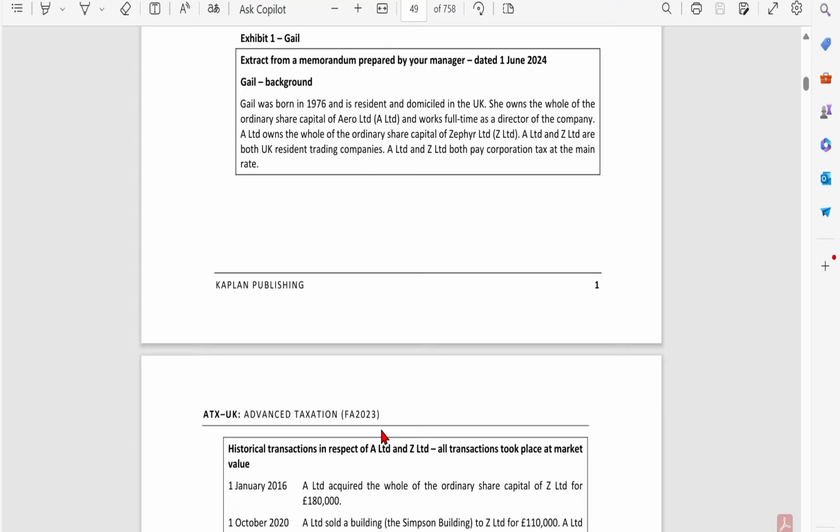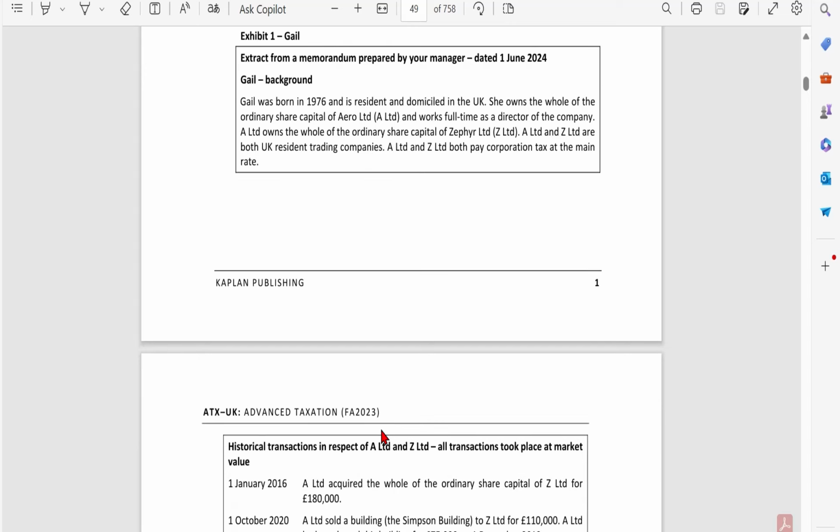So the first thing that should come to your mind is that the person is resident and domiciled in the UK, so there is no issue of non-domicile or overseas matters. And second, as she owns the ordinary share capital and is also a full-time director, your mind must reflect BADR, business asset disposal relief. We will move on reading the scenario further and see whether it is applicable or not, but our mind should get a hint while reading the scenario that this will be applicable here.